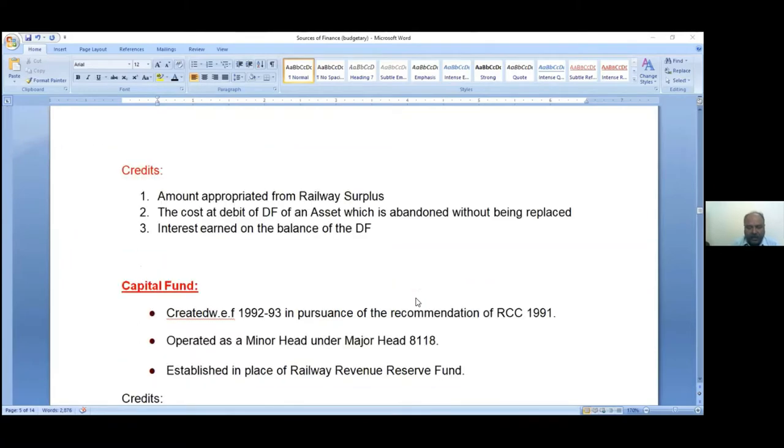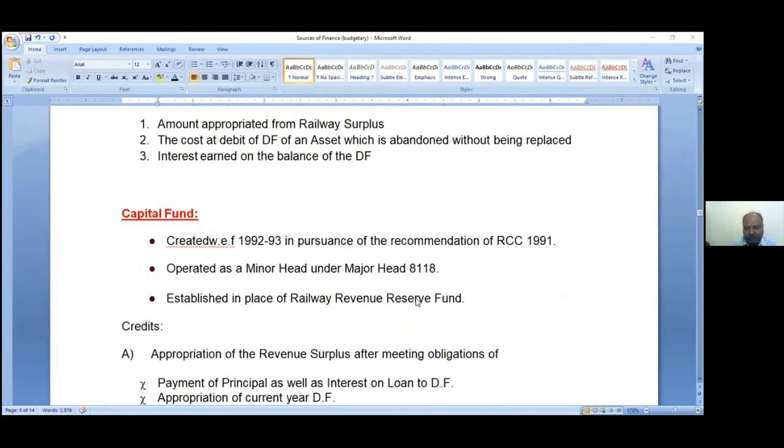Now we'll check the capital fund. This was created with effect from the 1992-93 financial year based on the recommendations of the Railway Convention Committee 1991. This is a minor head under railway. This capital fund was formerly the Revenue Reserve Fund, and why it is renamed as capital fund.